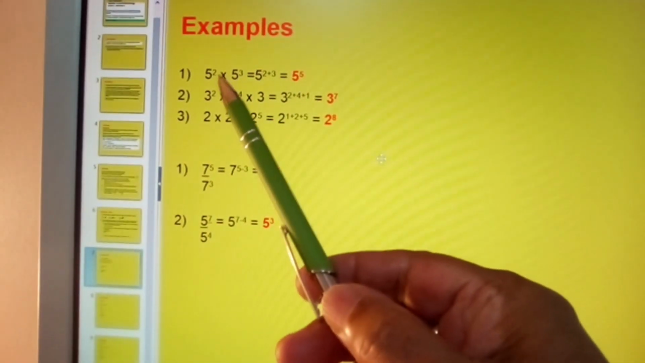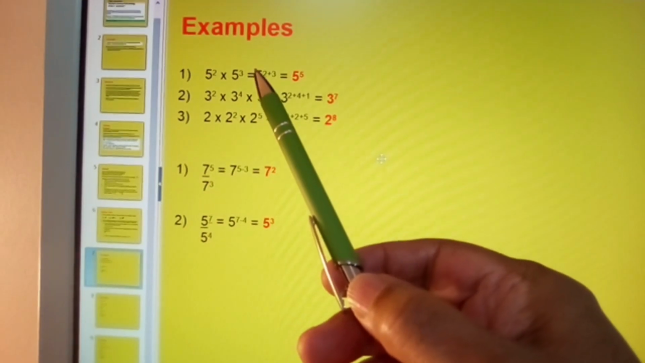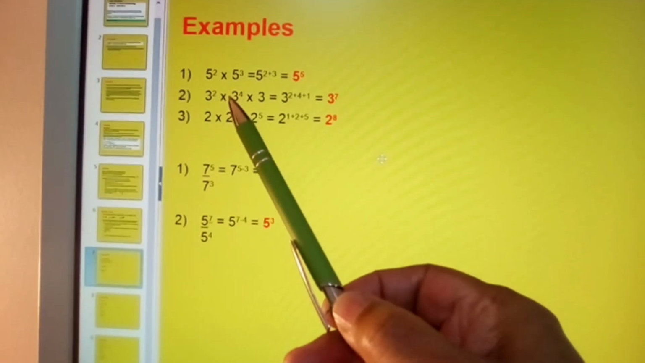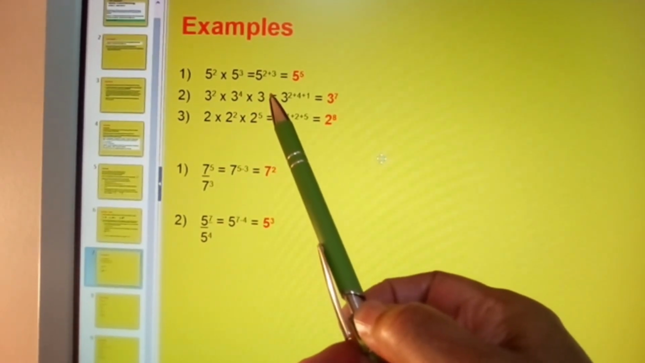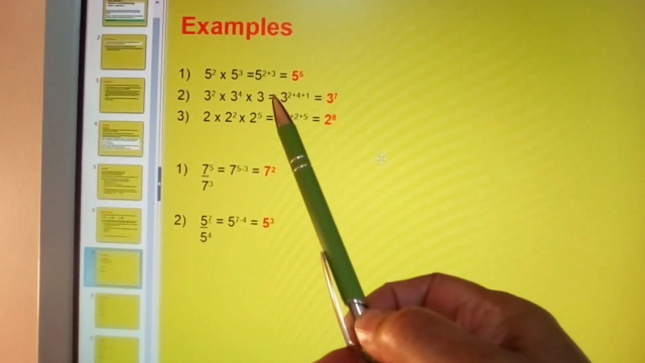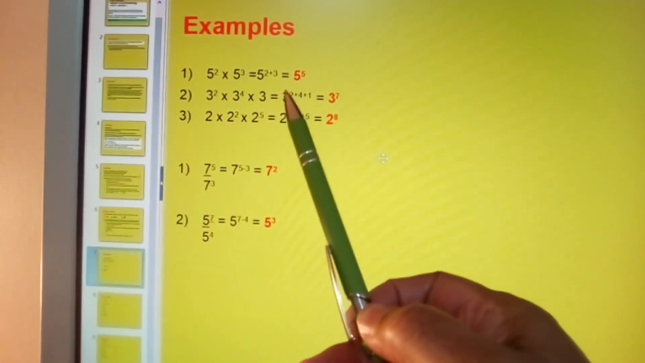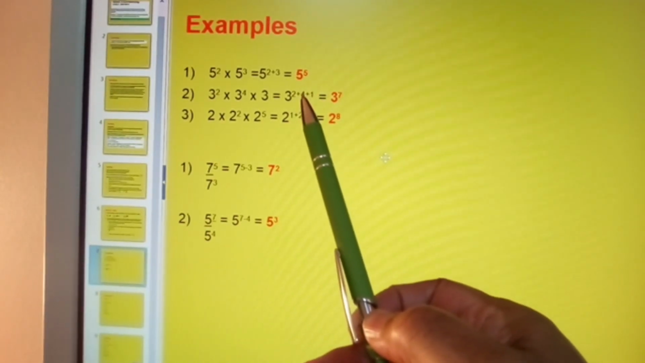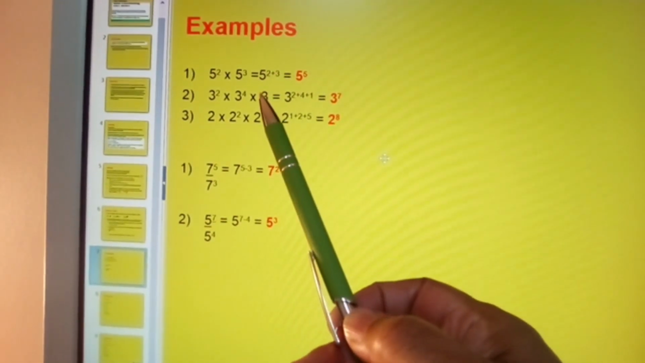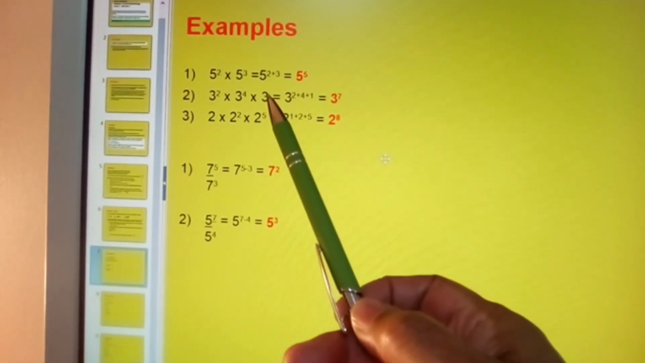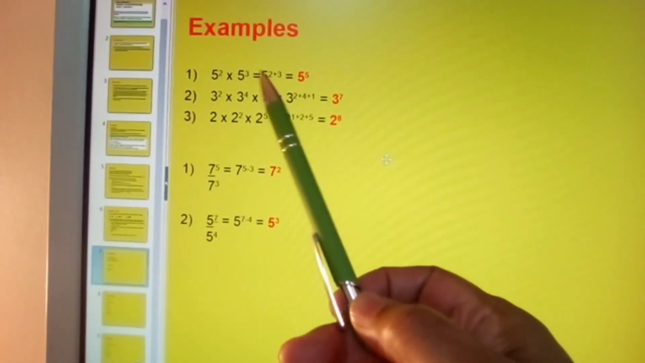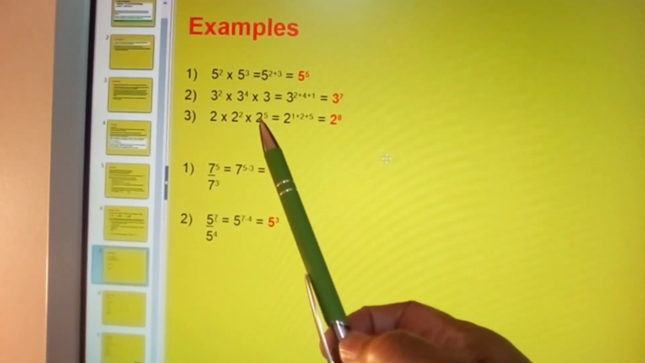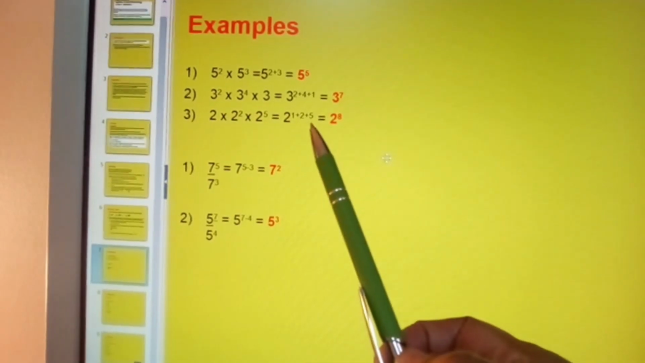5 to the 2 times 5 to the 3 equals 5 to the 2 plus 3 equals 5 to the 5. 3 to the 2 times 3 to the 4 times 3 equals 3 to the 2 plus 4 plus 1 equals 3 to the 7. Now remember that this 3 here is simply 3 to the 1, equal simply to itself. Here we have 2 times 2 to the 2 times 2 to the 5. That's 1 plus 2 plus 5, that should be 2 to the 8. Okay?